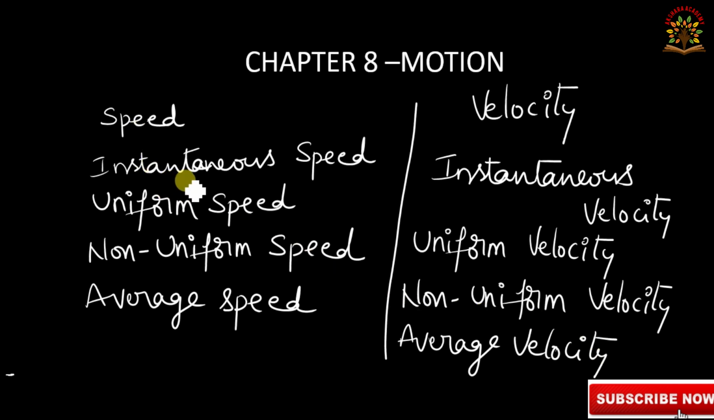Speed, instantaneous speed, uniform speed, non-uniform speed, average speed. In velocity: instantaneous velocity, uniform velocity, non-uniform velocity, average velocity. Next, now let us discuss one by one. Speed.